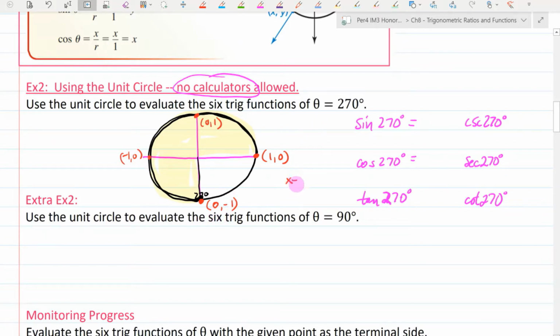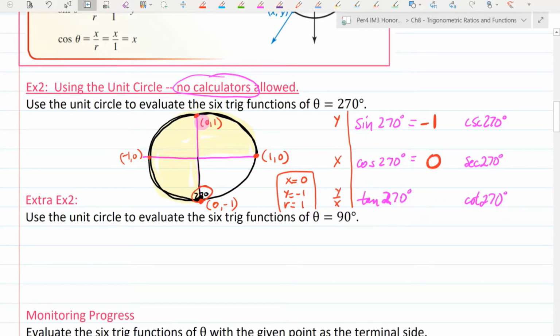So the x is 0. The y is -1. And the radius for all unit circles is 1. So sine for the unit circle is y, this is x, and this is y over x. Now you could say y over r, but since r is 1, it doesn't really matter when you divide by 1. So for sine, we have the y value. Cosine is the x value.